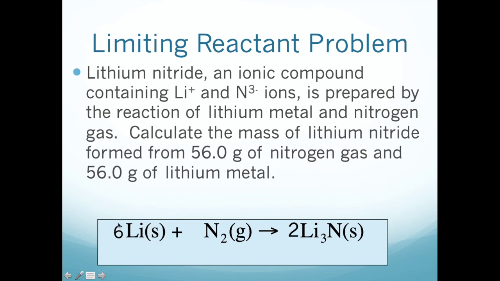So when you're done balancing, hopefully you got that. You should see that I've got 6 lithiums on both sides. 2 times 3 is 6 there. And 2 nitrogens on both sides. Okay, so again, the question tells us we have 56 grams of lithium, 56 grams of nitrogen. How much lithium nitride do we make? So let's do this one chemical at a time. Let's start with just our 56 grams of lithium and ask how much lithium nitride can I make from those 56 grams of lithium? Okay, so let's start off with that.